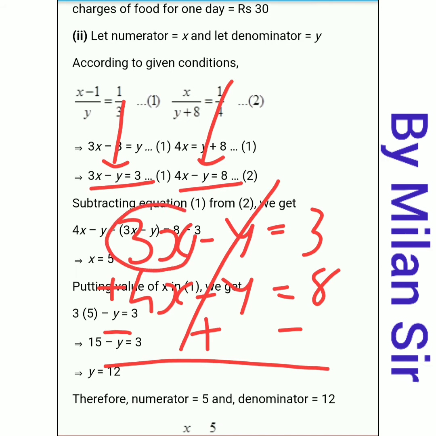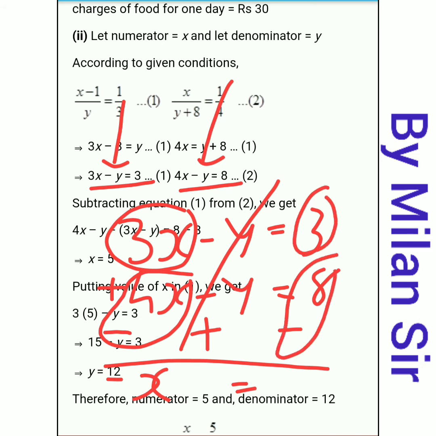Here plus 3x minus 4x, plus minus minus, 4 minus 3, 1x. So we can write x, and the bigger number is 4, and 4 has a minus sign, so we need to put a minus sign here. Now on the right hand side, plus 3 minus 8, plus minus minus, 8 minus 3 is 5, the bigger number is 8, the bigger number's sign is minus. So minus x is equal to minus 5.